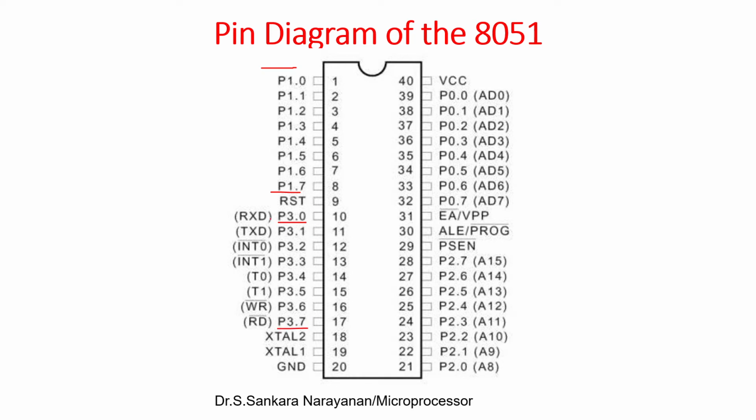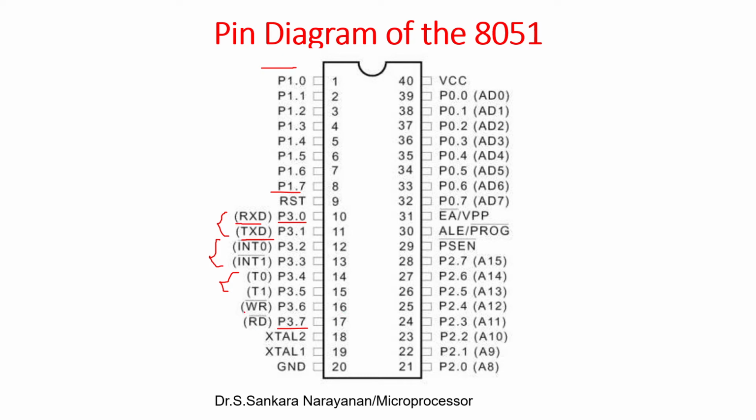Again, as I told, it is used for multiple functions. Pin number 10 is RXD, and pin number 11 is TXD. These two are serial port signals. TXD is used for transmitting the data, and RXD is used for receiving the data. Pin numbers 12 and 13 are external interrupt signals, that is INT0 and INT1. Then pin numbers 14 and 15 are for the two 16-bit timers used in the 8051, that is T0 and T1. And pin numbers 16 and 17 are the write and read signals.